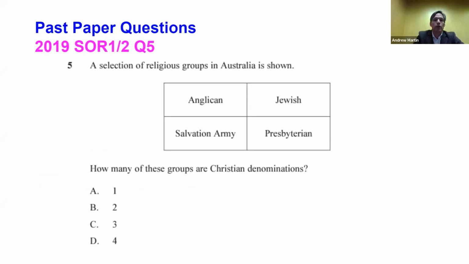Here's another one. A selection of religious groups in Australia is shown. How many of these groups are Christian denominations? So you underline that key term. Then mark your paper. Show visible literacy. Judaism is not Christianity. Anglicanism is, so are the Salvos, and so are Presbyterians. The answer is 3.